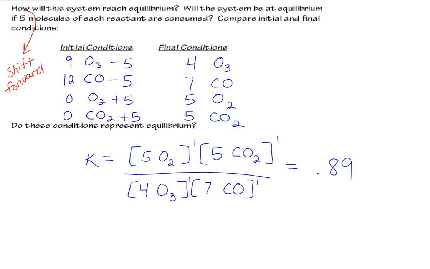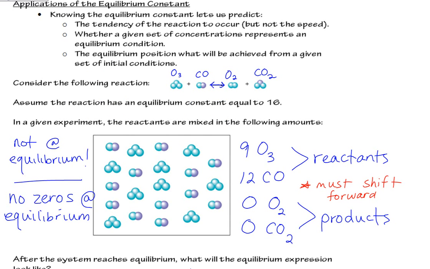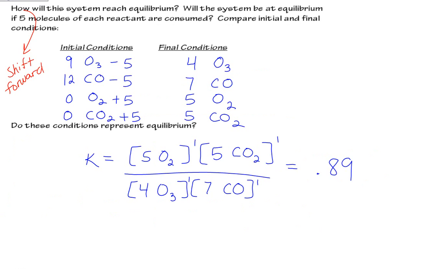Okay, now watch what they told us previously. It says the equilibrium constant for this reaction is 16. When the system is at equilibrium, the true equilibrium constant is 16. Guess what? This is not equilibrium. This does not equal 16. So would these conditions represent equilibrium? Big, fat, no. We are not at equilibrium yet. So changing by 5 does not put me at equilibrium.